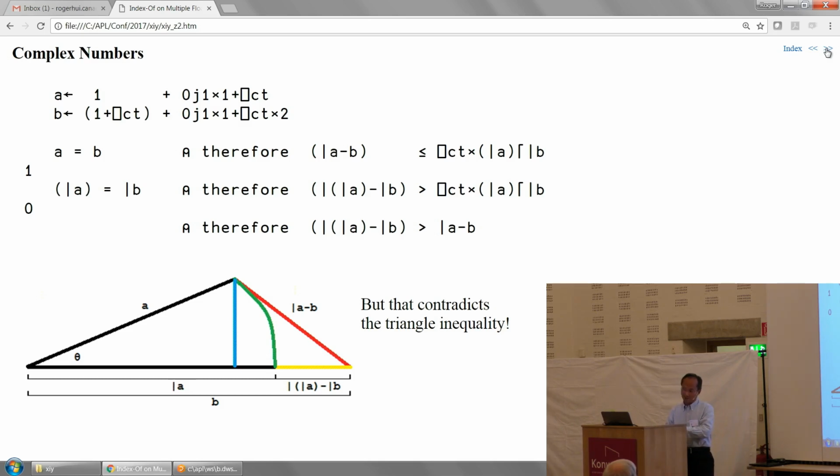The problem, of course, is floating point arithmetic. Here's a little geometric proof of the triangle inequality. The magnitude of the difference in the two numbers is the thing in red, and the magnitude of the difference in the magnitudes is the thing in yellow, and the calculations show that the yellow is longer than the red, which is supposed to be impossible. So welcome to the wonderful world of floating point calculations.